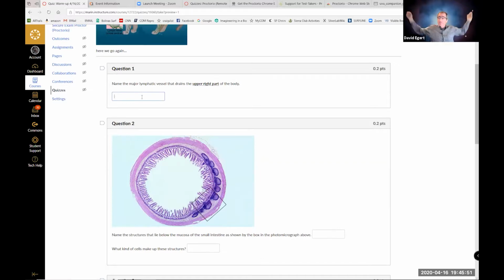So, the major lymph vessel that is going to drain the upper right-hand part of the body. Right lymphatic duct. So that one is pretty straightforward.